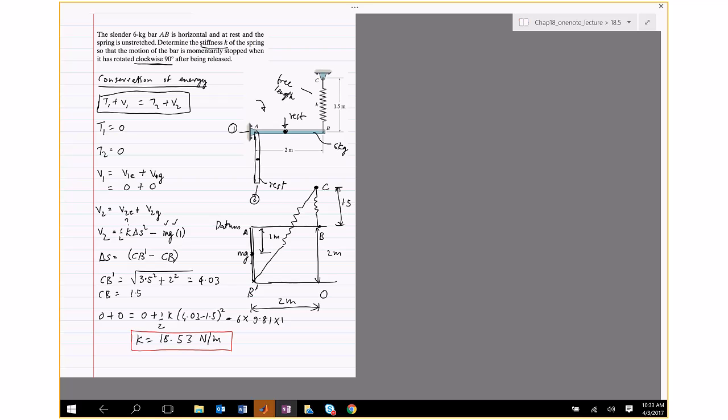If you want us to grade your FBD, write FBD there. There's no FBD. I've not drawn an FBD in this figure. That's why I did not write FBD. But it's always a good idea to draw an FBD if you think you need it.